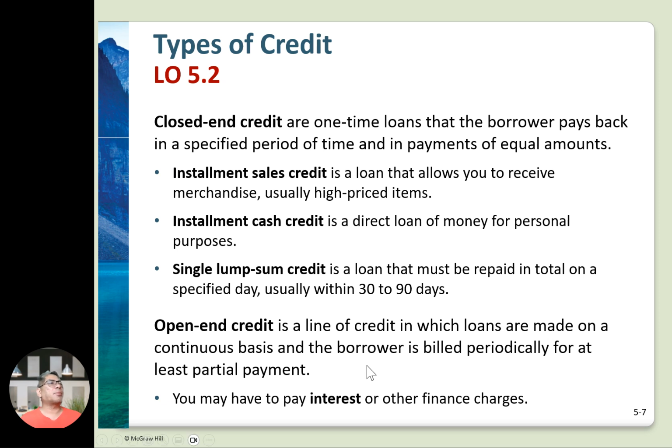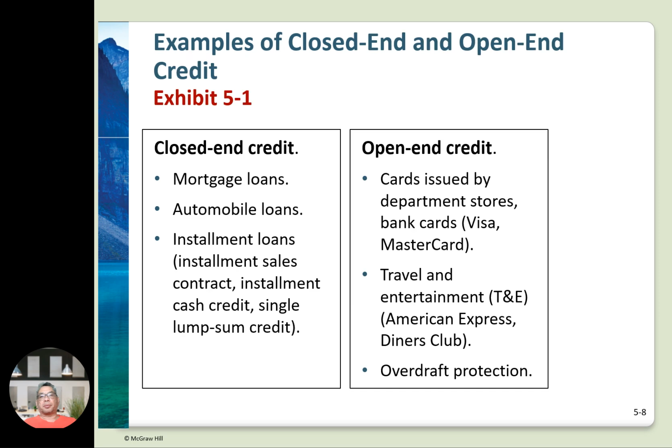This includes personal loans and personal overdraft. And also you have a single lump sum, which is a loan that must be repaid in total on a specific day, usually within 30 to 60 days. Then open-end credit is a line of credit with which loans are made on a continuous basis, and the borrower is billed periodically for at least a partial payment. You may have to pay interest and other financial charges as well.